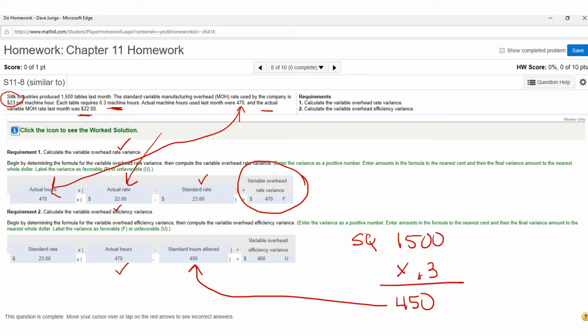Actual machine hours, the difference is 20. That's bad because you worked more than you should have worked. Multiply that by your standard rate. You get an unfavorable efficiency variance of 460.